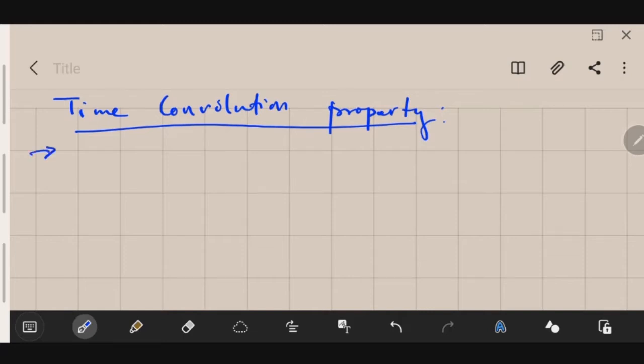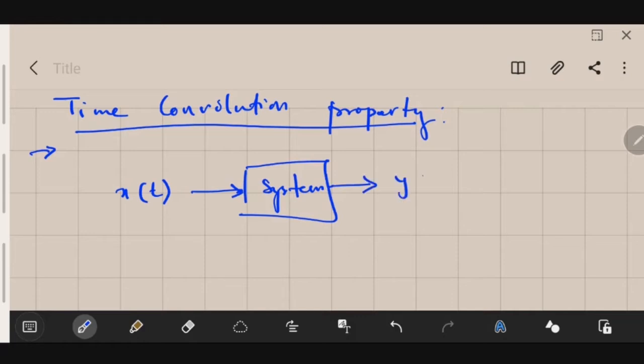Before understanding the time convolution property, we have to understand what convolution actually is. Whenever we want to find the response of a system, try to understand, we have a system, and we are giving an input signal x of t, and we want to know the output signal y of t. Then we could use convolution. That is a method to find the output, obviously.